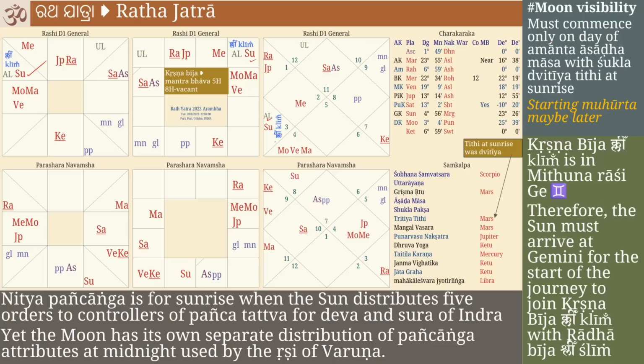Now, Amanta Ashadha, Shukla Paksha, the month starts from Pratipad. Shukla Pratipad is the beginning of the month, but the moon is not visible in this tithi, and it is suffering from what is called Agni Dosha, because all the light has vanished and it has become only heat.